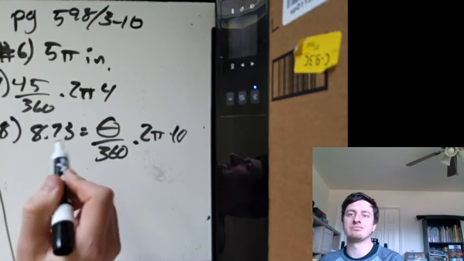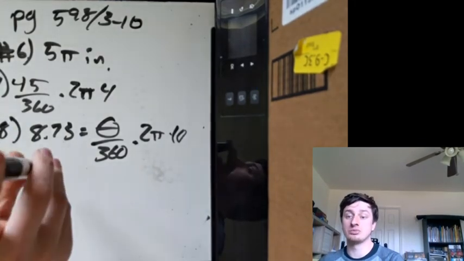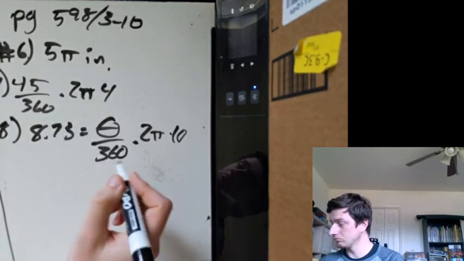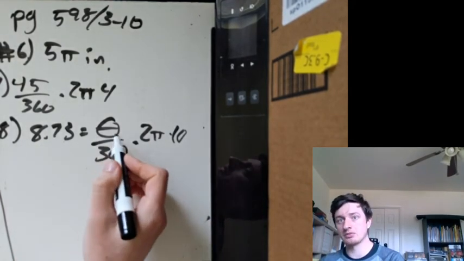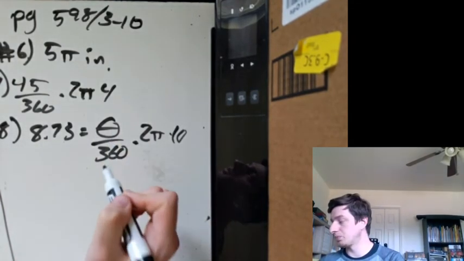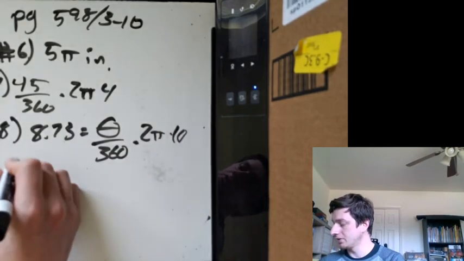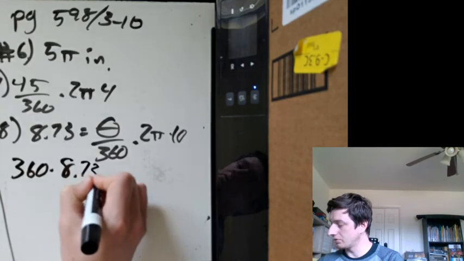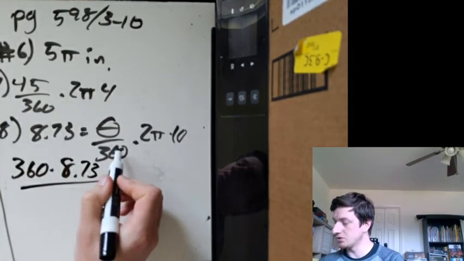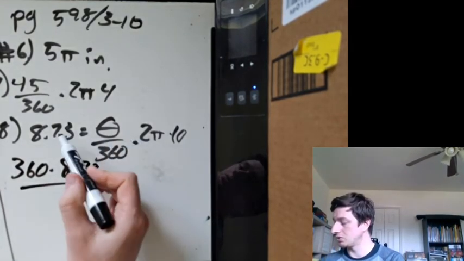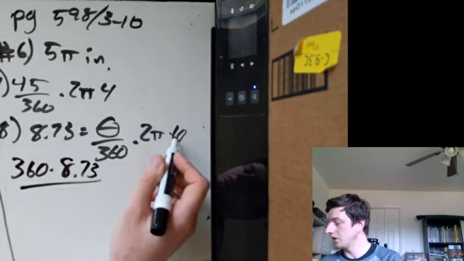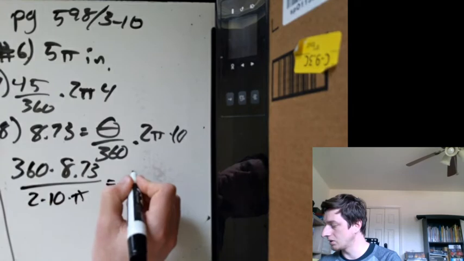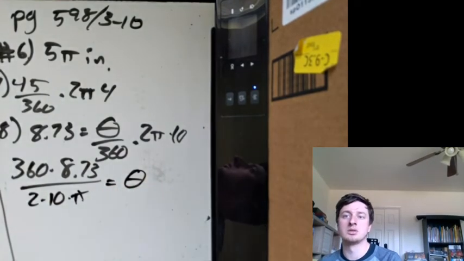I should have done on Thursday. We'll do the review first, and then we'll do the next one. Okay, and then we would solve for theta here, the angle. So we would multiply and divide. So we would get 360 times 8.73 divided by, right? This is division, so we do the opposite, multiplication, which puts it on the top on this side. And then divide by 2 times 10 times pi, and that's going to give us whatever theta is.